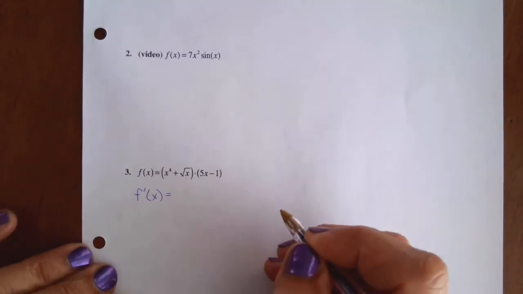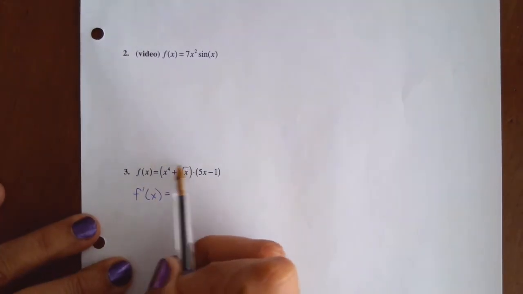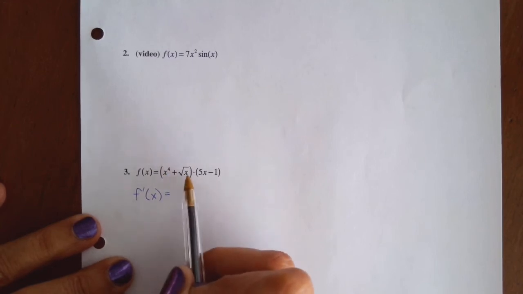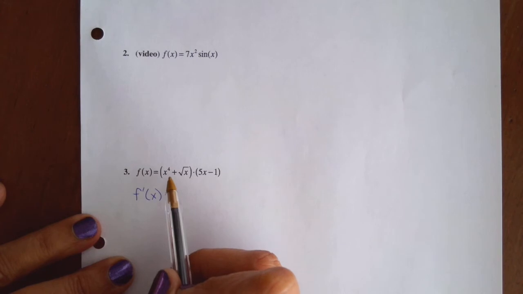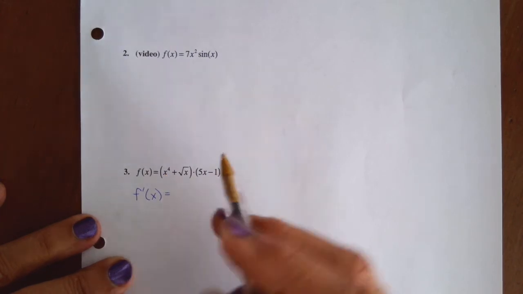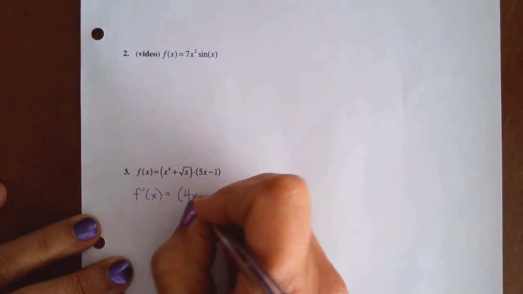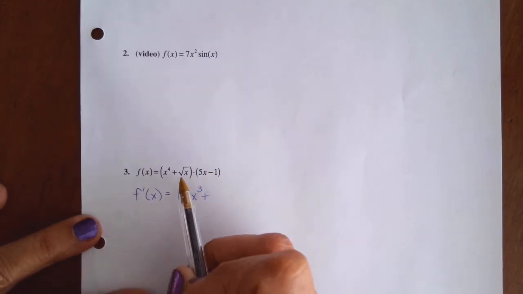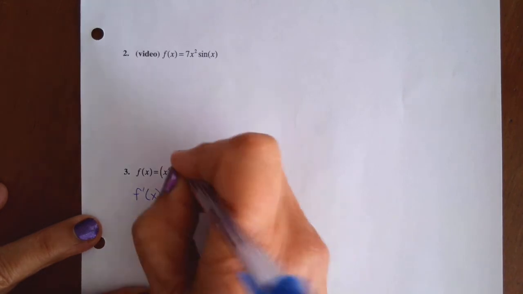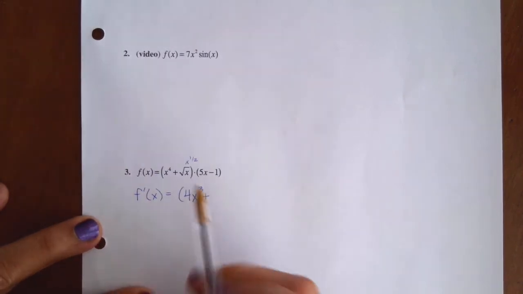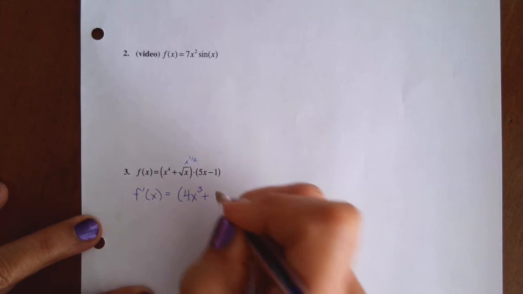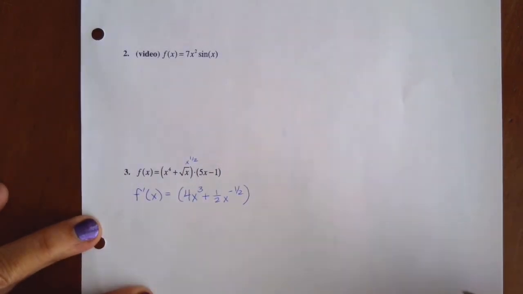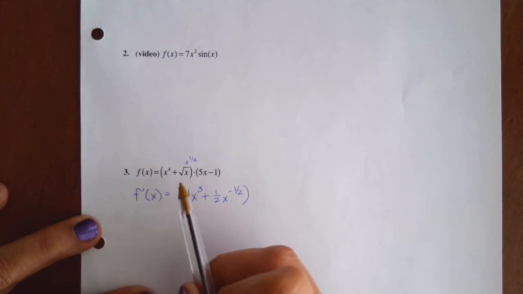Okay, so to do the derivative, remember we're going to start with the derivative always first. So you always start with the derivative of the first function. This is a sum of two terms, so we're just going to do the power rule. So this would be 4x to the 3rd power plus, and then remember this is x to the 1/2. So the derivative would be bring the 1/2 out front and subtract 1 from the exponent, which would give you negative 1/2. So there's the derivative of the first function.